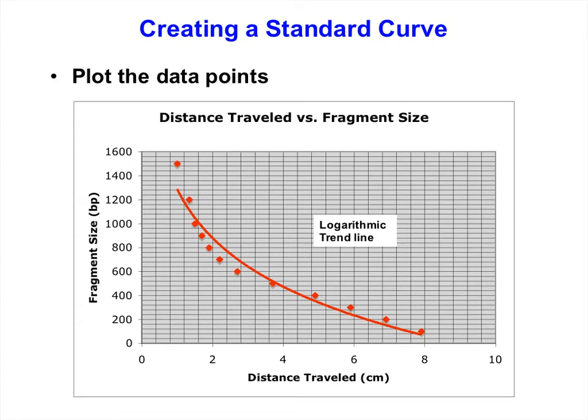We can still take this data and convert it into a linear relationship. And what we would have to do in order to make that change is, instead of plotting this data on regular graph paper, we have to plot it on what we call semi-log graph paper.